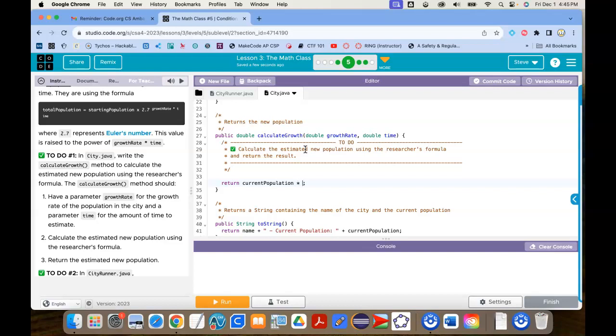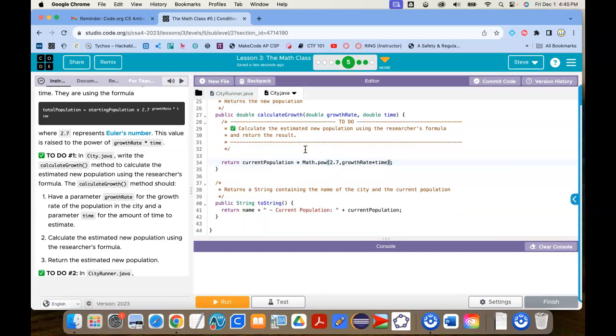Current population times 2. Now I have to go Math.pow, 2.7 raised to the growth rate, times time. That looks good.